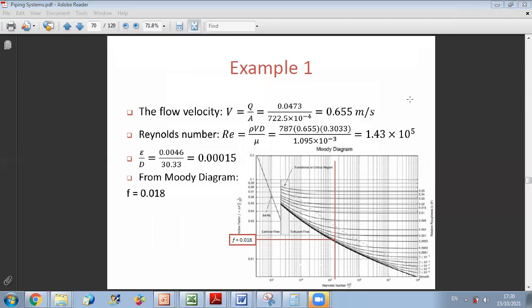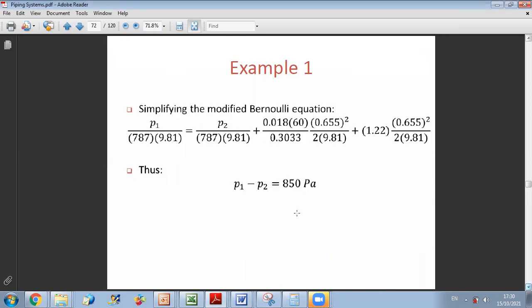You just put the value of Reynolds and the value of epsilon over D, and you will be able to read your friction factor directly. So here, when the pressure drop is unknown, the Moody chart will give you F in one step, okay? While if the flow rate Q is unknown, or if the diameter D is unknown, using Moody you need to perform trial and error, okay? So now, getting the value of F, we can just replace into the equation and get the value of the pressure drop delta P, okay?